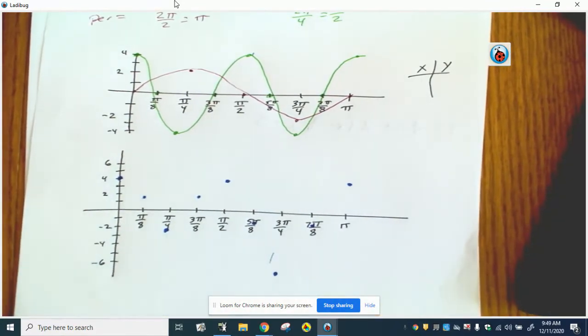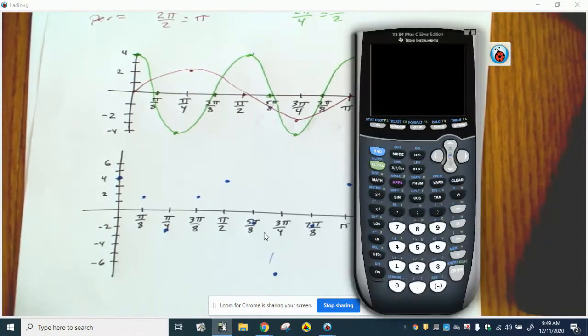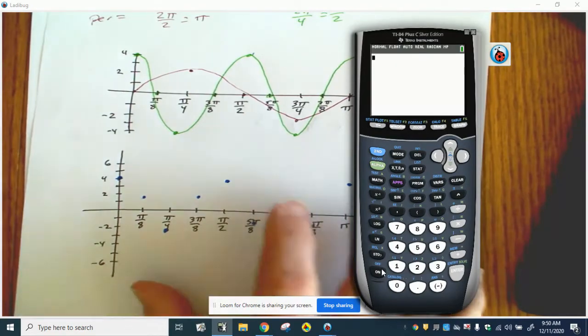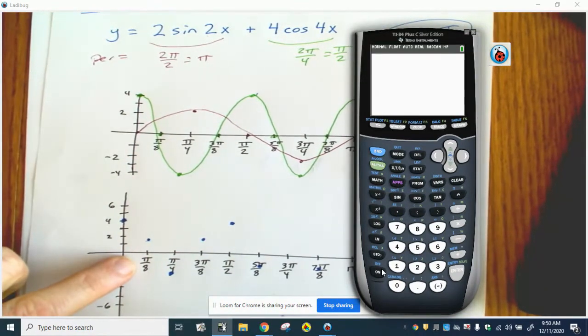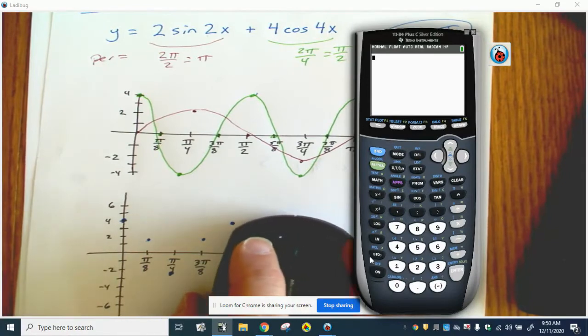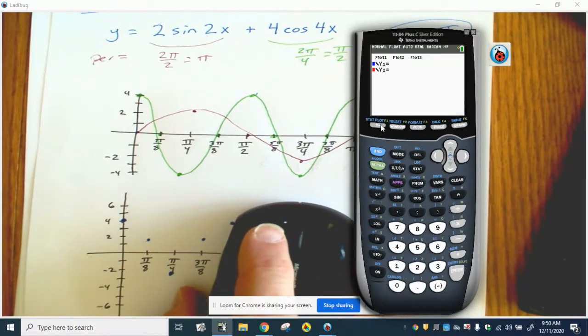I'm not just going to connect the dots yet. Now is the time I'm going to grab this graphing calculator. Okay? This is what we're actually trying to draw. But this is getting us some good points. But we really need this graphing calculator to do the majority of the work for us.